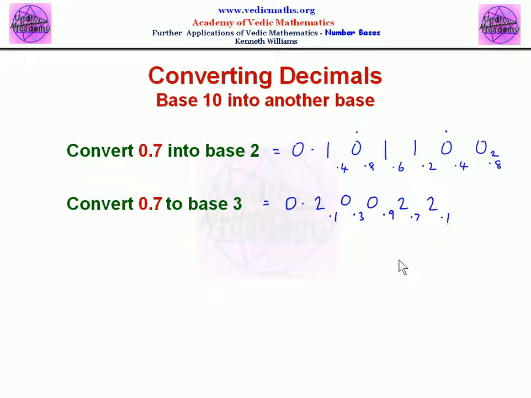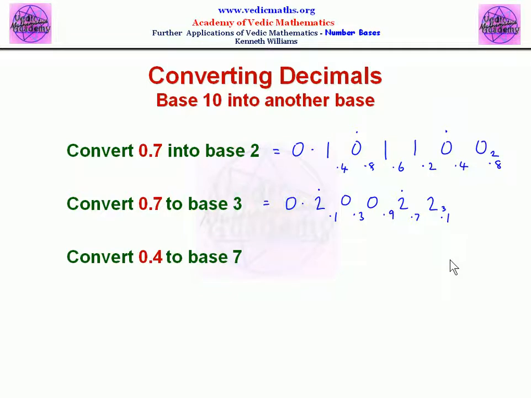And of course it's starting to recur here. Once we get that 0.7, which is this 0.7 here, it'll start to recur. So from here to here, it will recur. So that's the base 3 equivalent of 0.7.